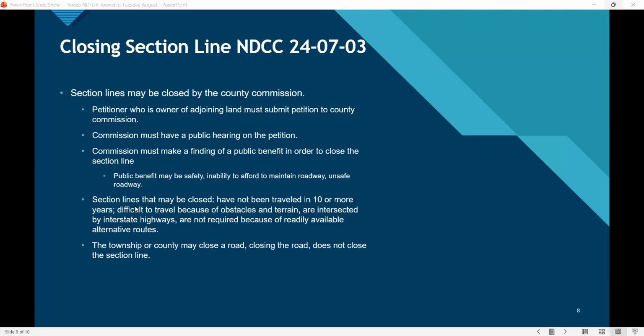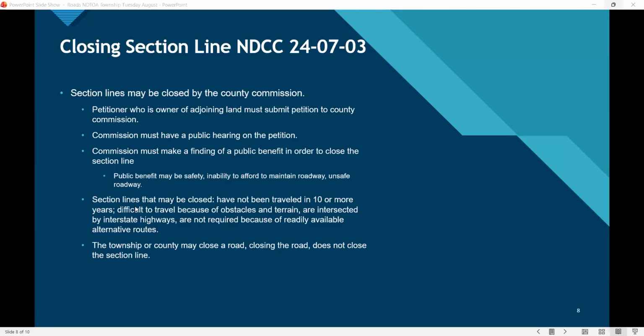In order to do so, the petitioner, who is an owner of adjoining land, must submit a petition to the county commission. The county commission must have a public hearing on that petition, and the commission must make a couple findings. One of the findings is that it's a public benefit to close a section line. The public benefit is not really defined in the state. It may be safety or inability to afford to maintain a roadway or an unsafe roadway.